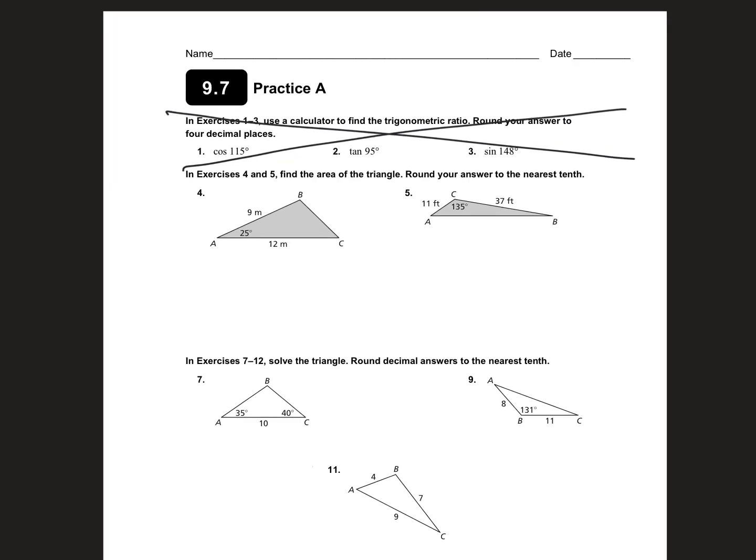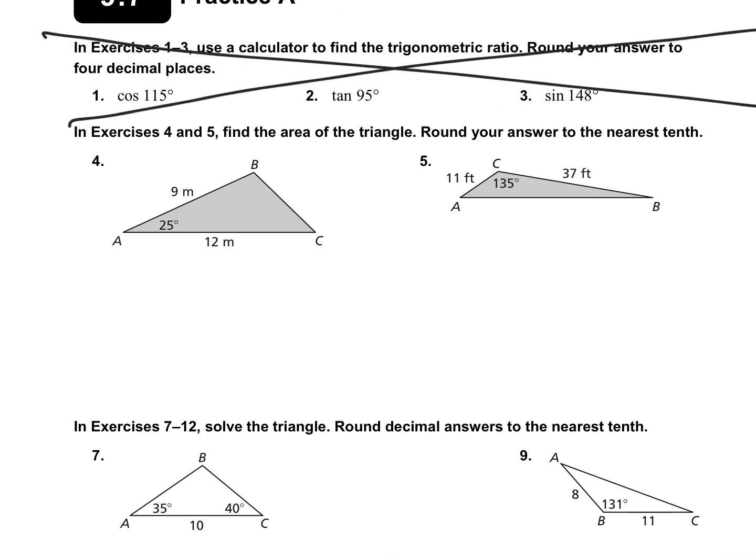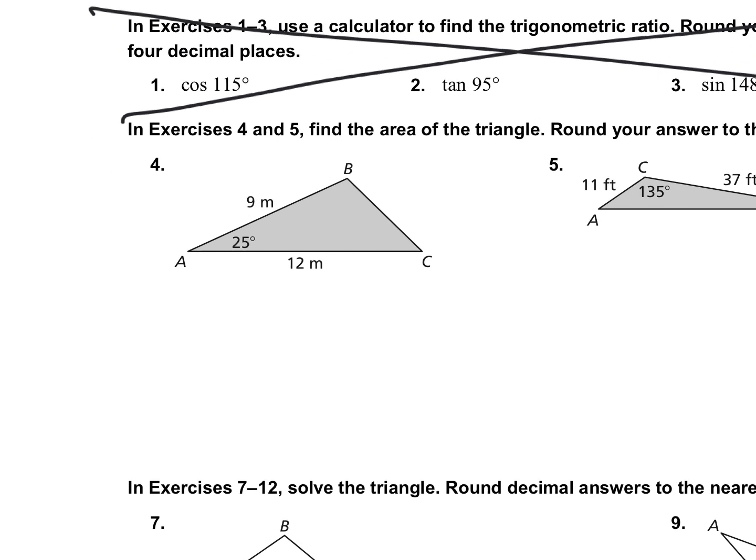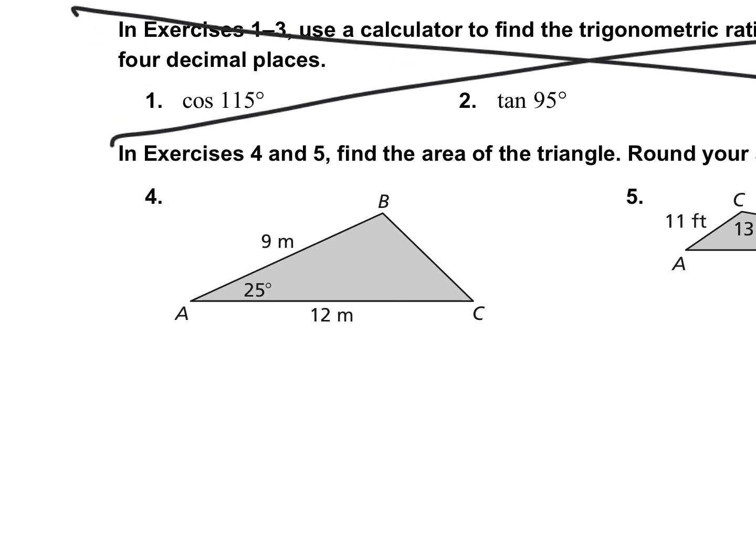Alright, I'm going to do actually 4 and 5 first. So this is asking, find the area of the triangle, round your answer to the nearest tenth. You will be given the formula for area of a triangle, so I'm not asking you to memorize this, but you do have to know how to use it. So the formula for area, I'm just going to write it down: 1/2 BC sine angle A. You will be given the formulas.